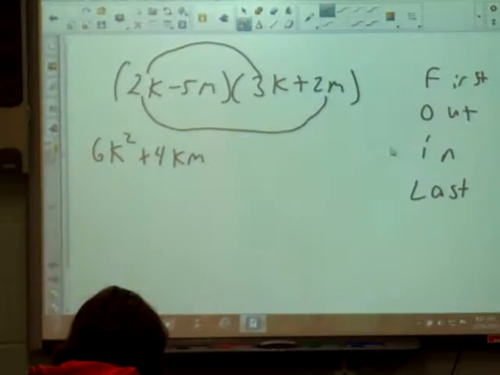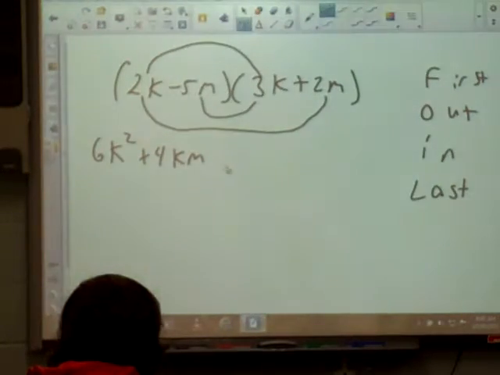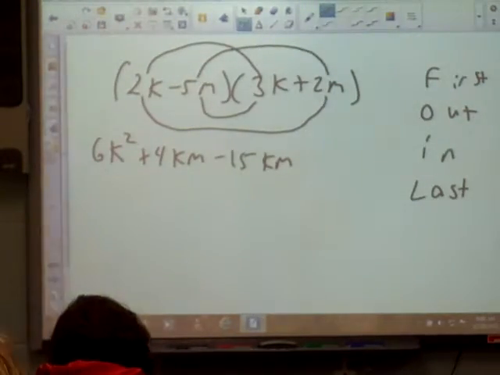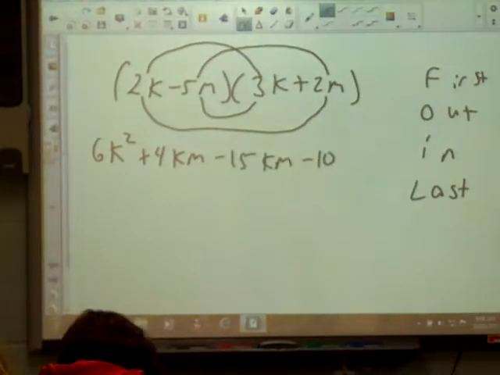Okay, and then the I, the inner, that's the middle two, which should be right there. Negative 5m times 3k. That gets me negative 5 times 3 is negative 15, and m times k. I'm going to put them in the same order that I did there. So k times m. And then the last, the L, that means the last one in the first parentheses and the last one in the second parentheses. So negative 5m times 2m is negative 10m squared.